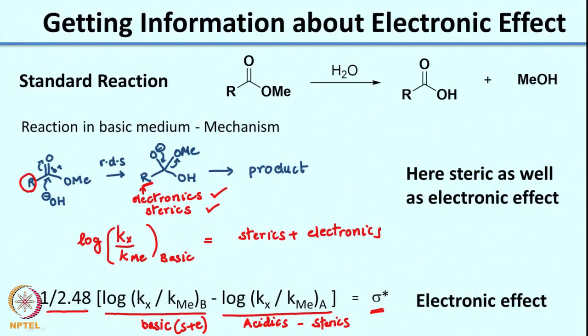Remember, we are still at the standard reaction, which is similar to benzoic acid dissociation. So here the standard reaction is hydrolysis of an ester. In the basis reaction, you choose R is equal to Me, which is in your denominator. And this reaction can be done in an acidic medium and a basic medium.